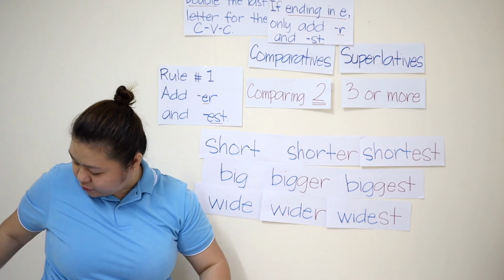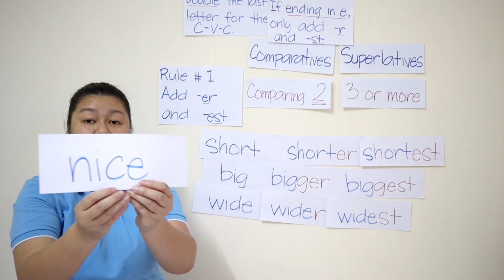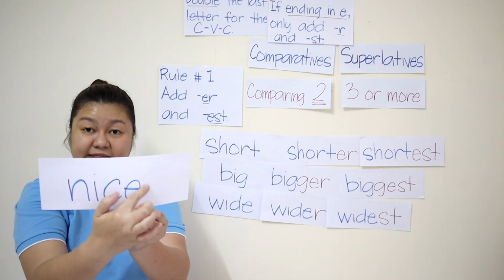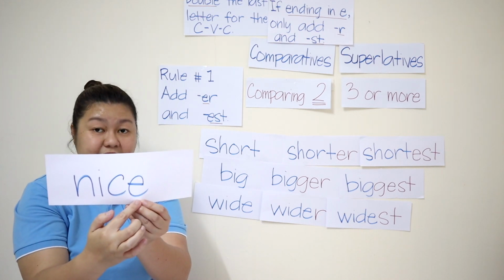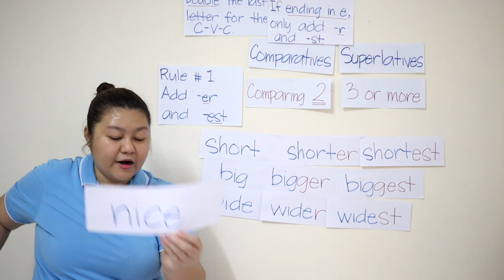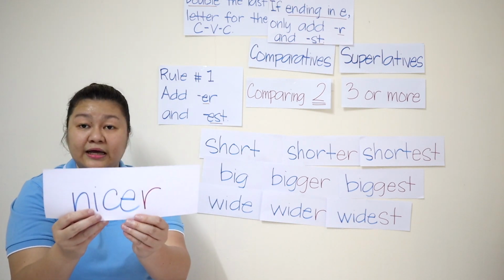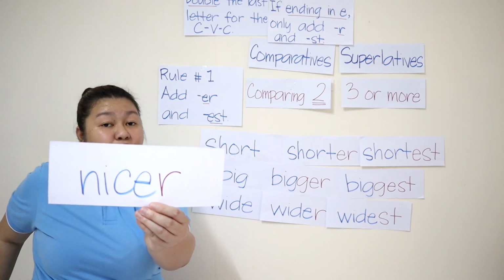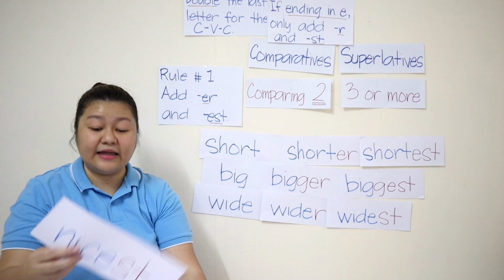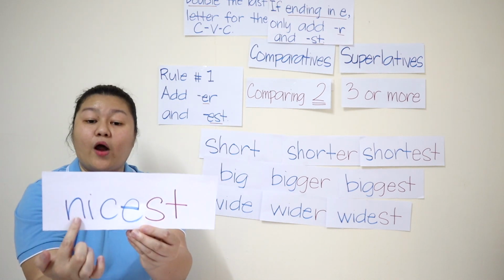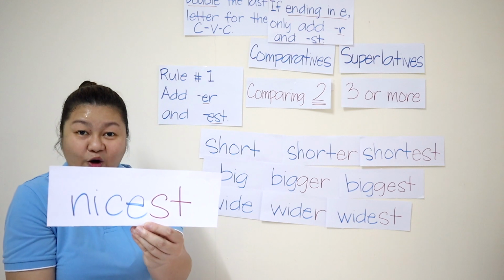Another example, we have the word nice. If you look at the word nice, it ends in letter E, so no need to add ER or EST. For the comparative, it becomes nicer. Only add letter R for the comparative and nicest, only add ST for our superlative form.